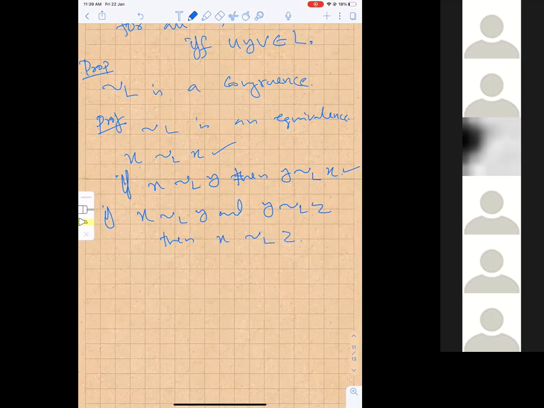Because you take any two contexts U and V, such that UXV is in L if and only if UYV is in L, and UYV is in L if and only if UZV is in L. Therefore, UXV is in L if and only if UZV is in L. So this is also done. So it's an equivalence relation.